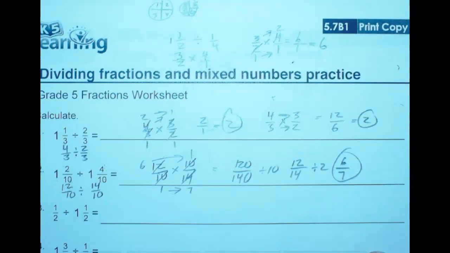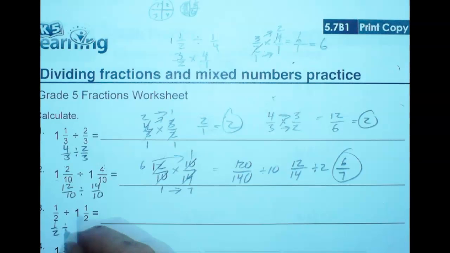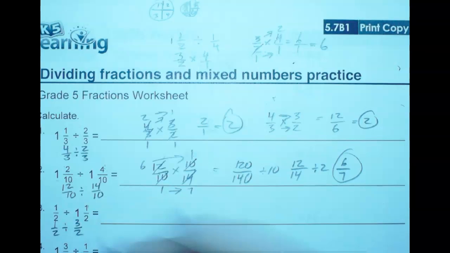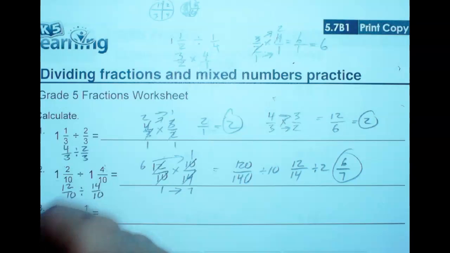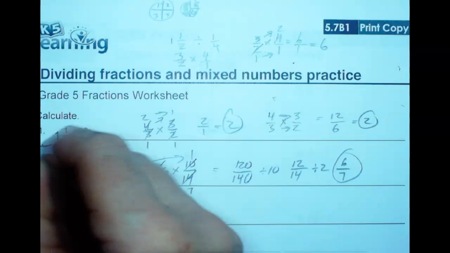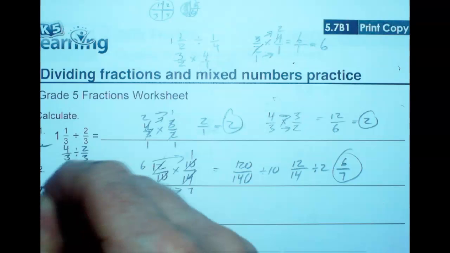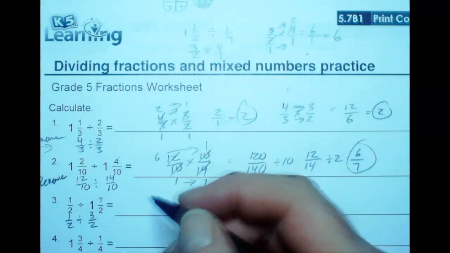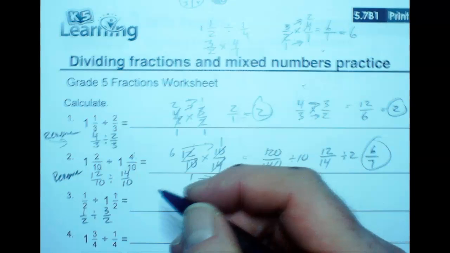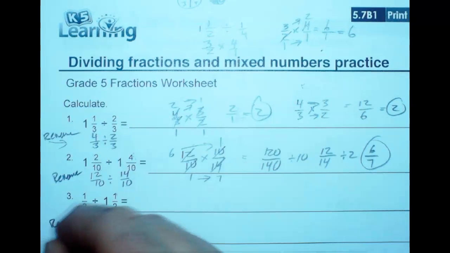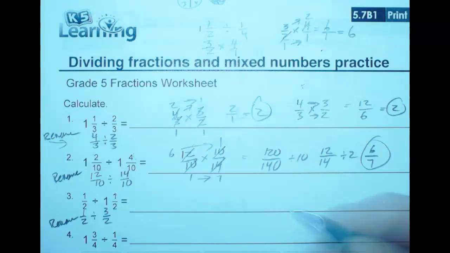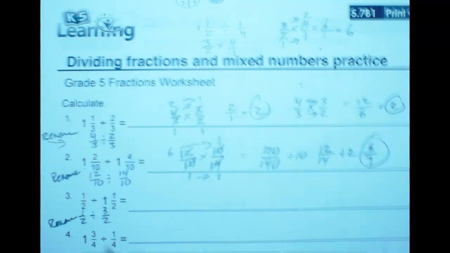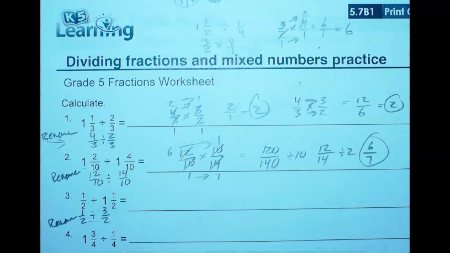All right. What do we do in this situation? Well, let's do the same thing. 1/2, and then rename it. 1 times 2 is 2, plus 1 is 3/2. Now we've renamed it. Now we can do the keep, change, flip. Renaming is so important before you do the keep, change, flip. 90% of the problems with dividing mixed numbers are kids do this and then they multiply across. They haven't done the keep, change, flip. They just renamed it.